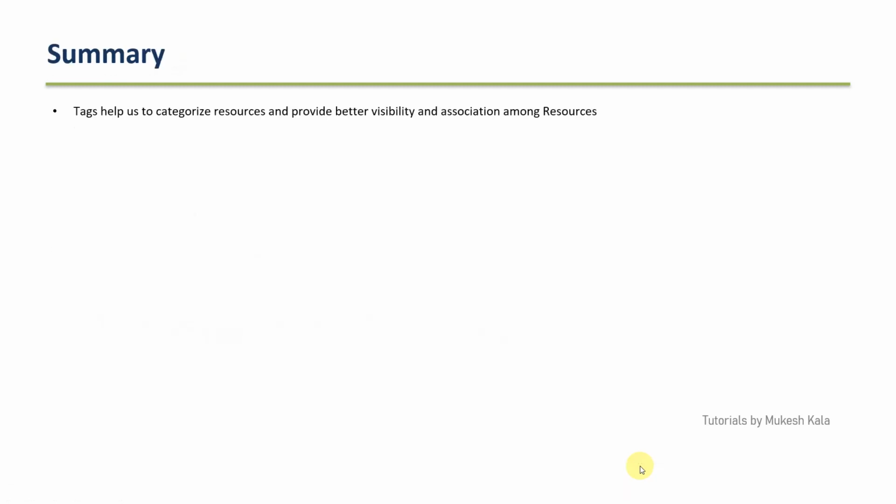Let's quickly summarize. First thing, tags help us to categorize the resources and provide better visibility and association among resources. This was the first statement which I gave at the beginning of the tutorial, and at the end, now I hope you understand what this statement means. Tags help us to categorize the resources and provide better visibility and association among resources. If this is the case, let me know in the comments.